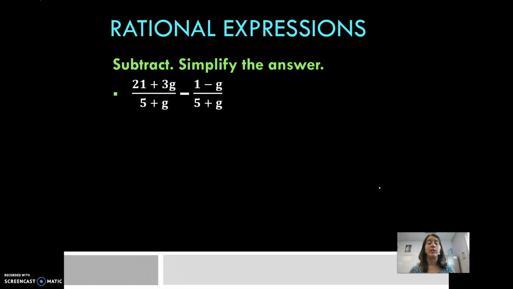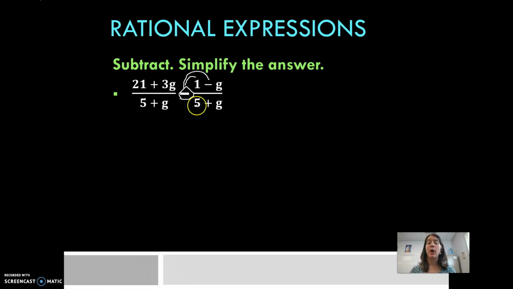Notice the denominators are identical. They both contain a 5 plus g. Because they both have that 5 plus g, we're able to put these two fractions together. Now, with this minus sign, I have to be super careful because I need to make sure that I'm subtracting both things that I have here in that second fraction.